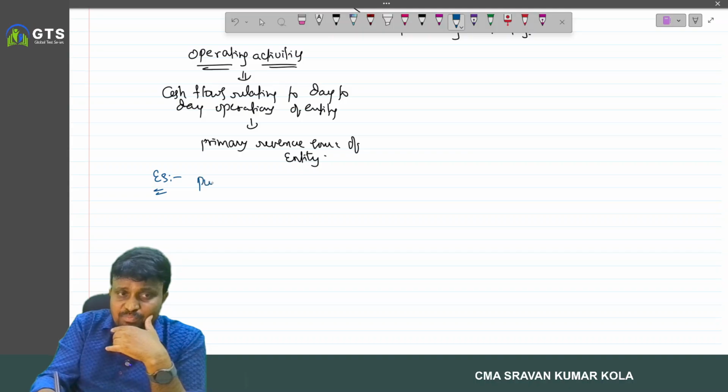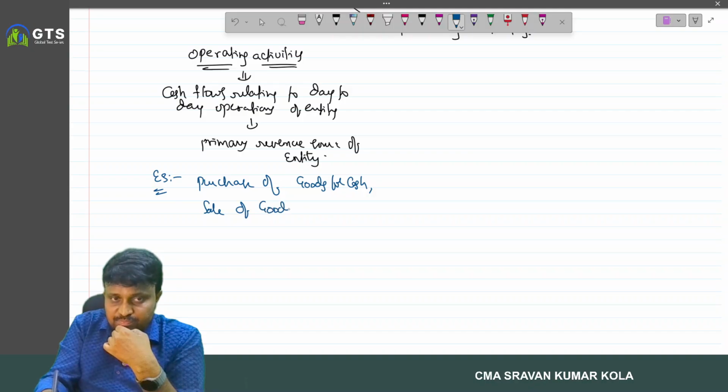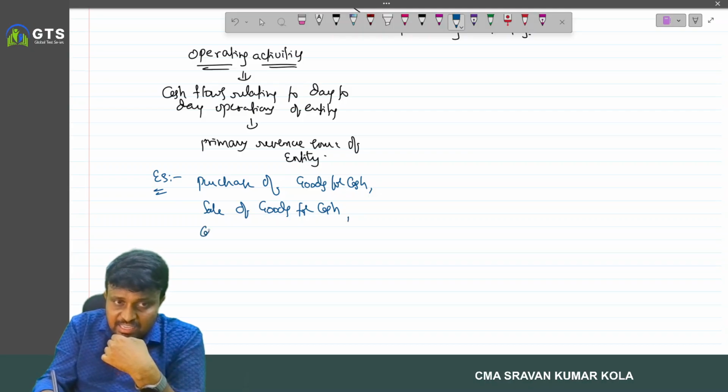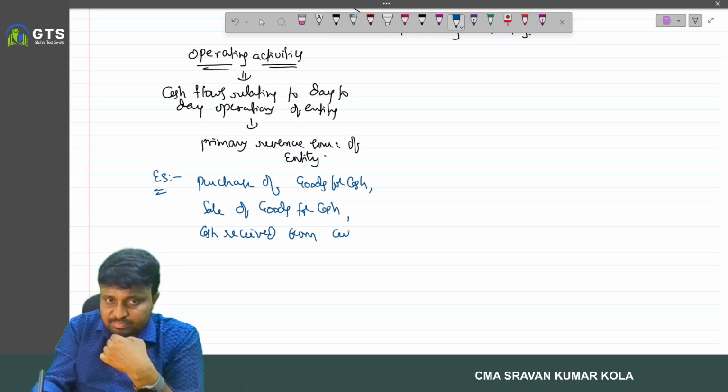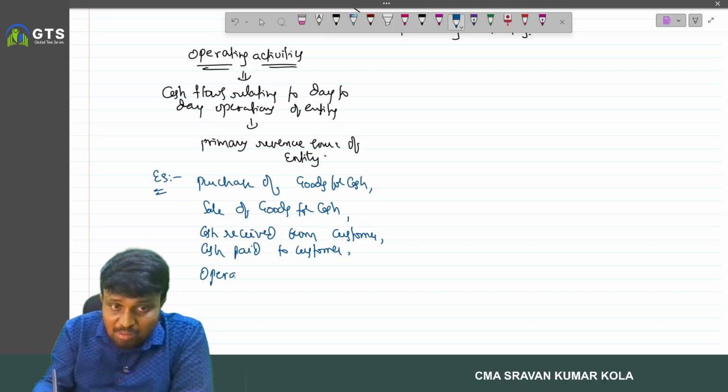Simply, it is nothing but purchase of goods for cash, or sale of goods for cash, or any amount received from a customer, or any amount paid to the customer, and any operating expenses paid.